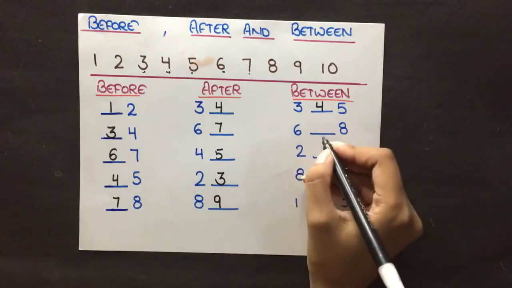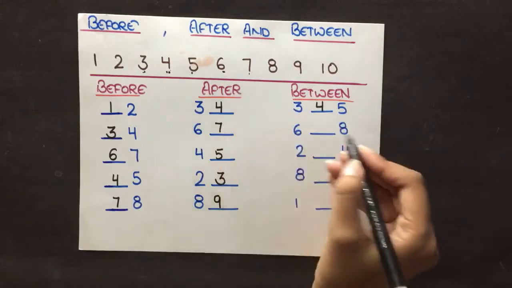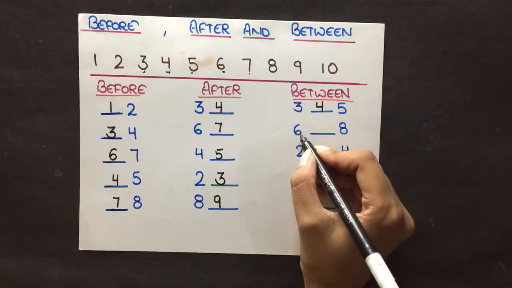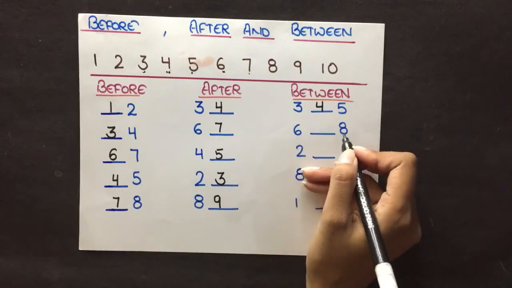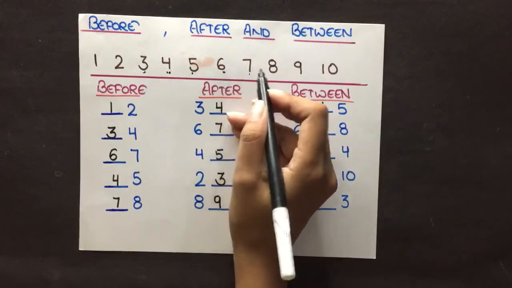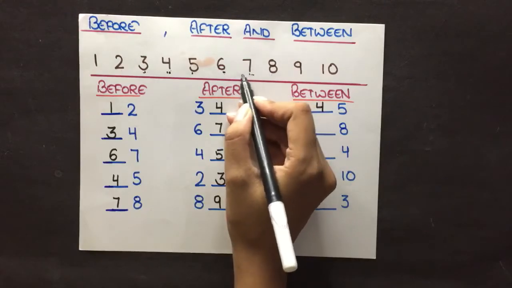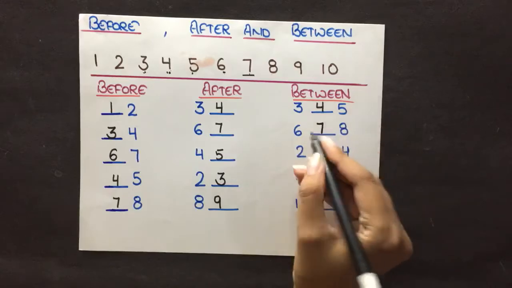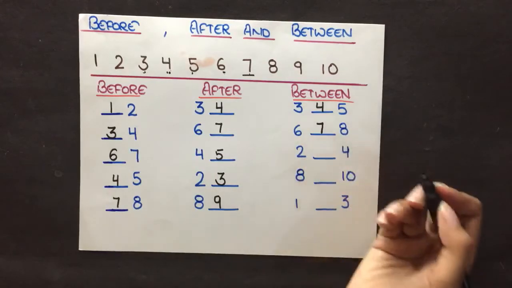Next, 6 dash 8. Now what comes in between 6 and 8? Now 6 is here and 8 is here. Now what comes in between? Yes, 7. 7 comes in between 6 and 8.